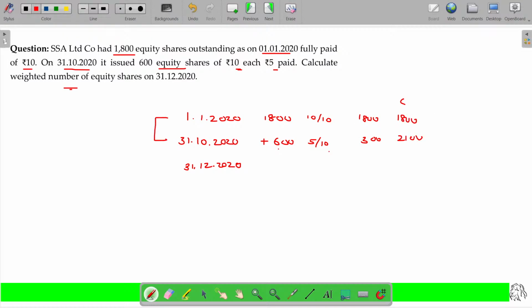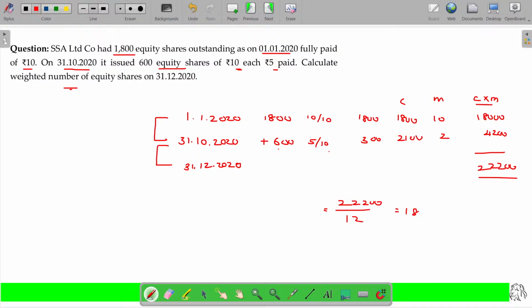From this date to this date, almost 10 months we have 1800, and for the last 2 months we have 2100. So cumulative number of shares into number of months it exists, 18,000 and this will be 4,200. Overall 22,200. But anyhow, you have to divide this by 12, monthly average. 1850 will be the final answer.